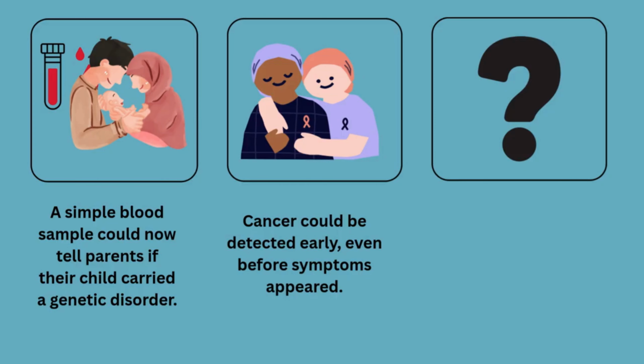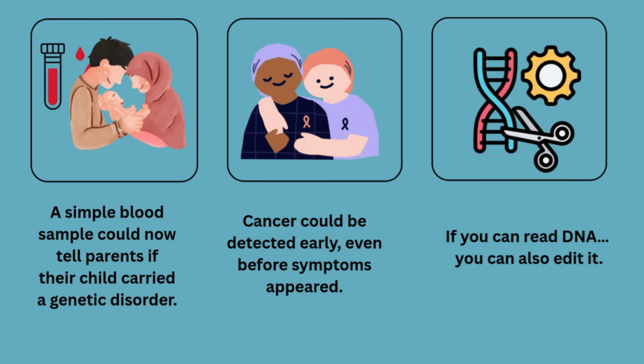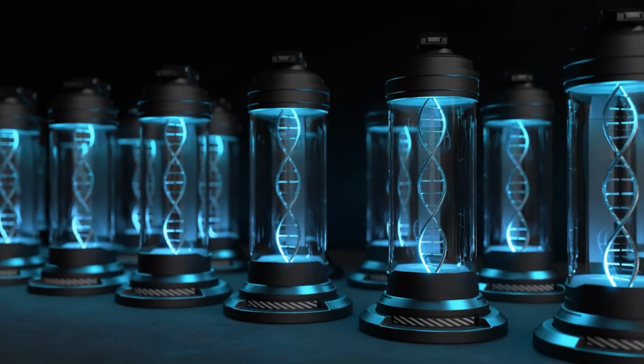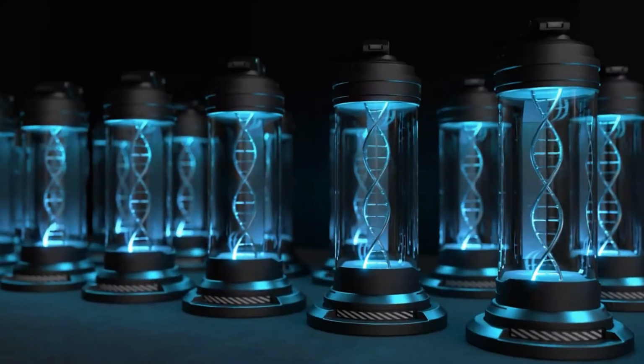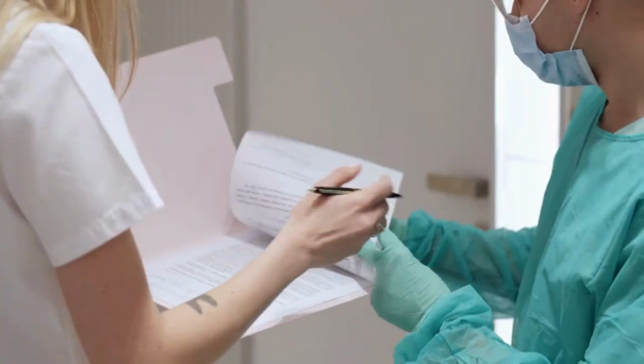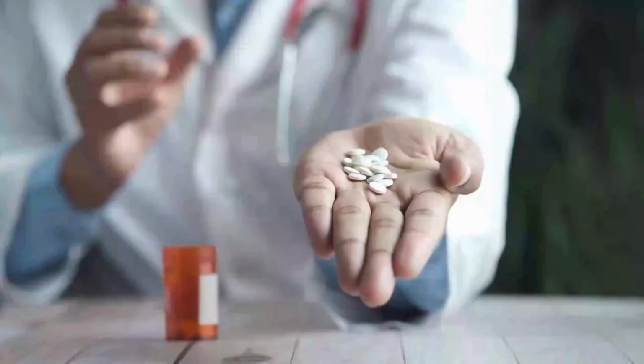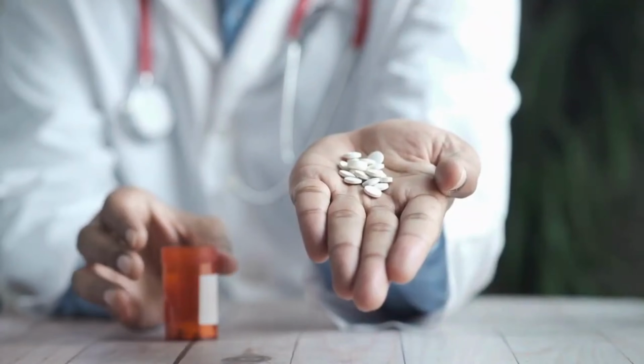And then came something even bigger. If you can read DNA, you can also edit it. That idea led to tools like CRISPR, where scientists can fix broken genes, like correcting a spelling mistake in a sentence. The Human Genome Project didn't just explain disease. It gave humanity the tools to fight it at the root. Medicine stopped reacting and started predicting.